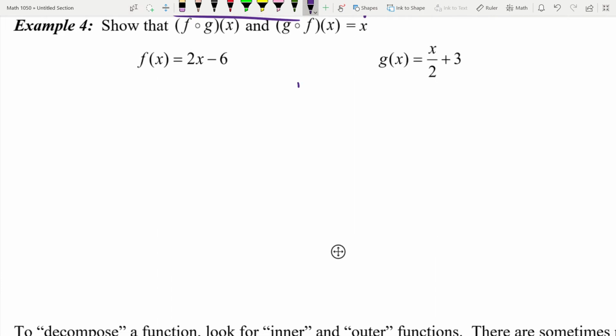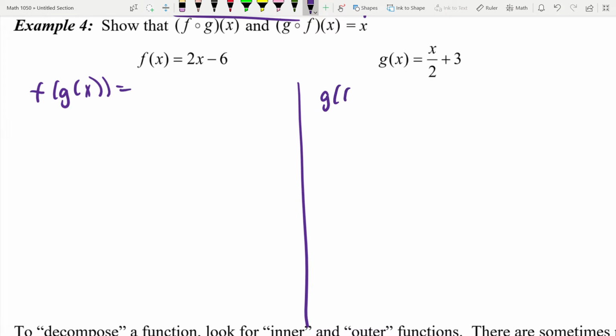take your pencil, cut that guy in half. On this half, f of g of x. On this side, g of f of x.